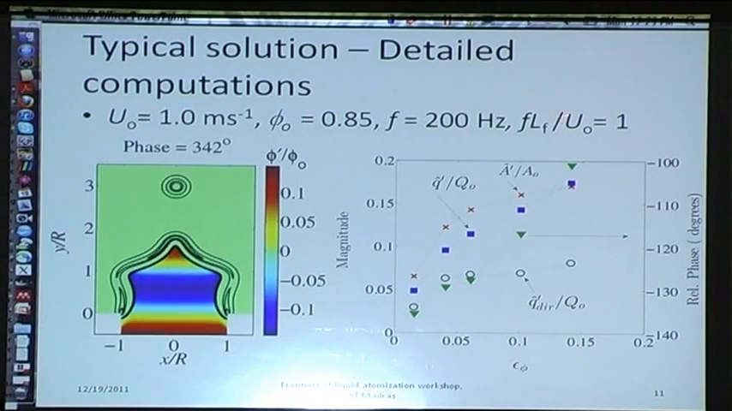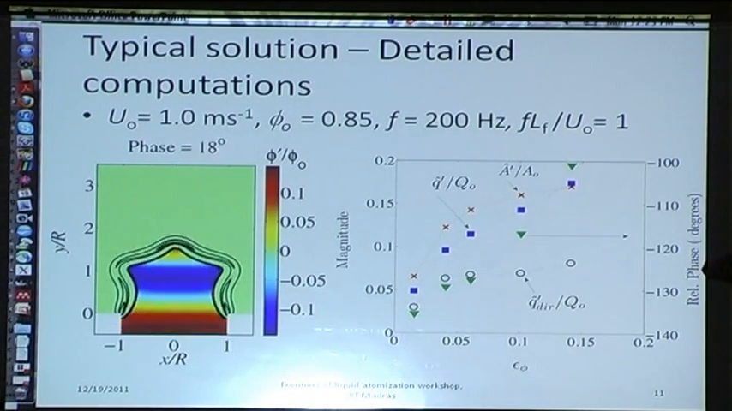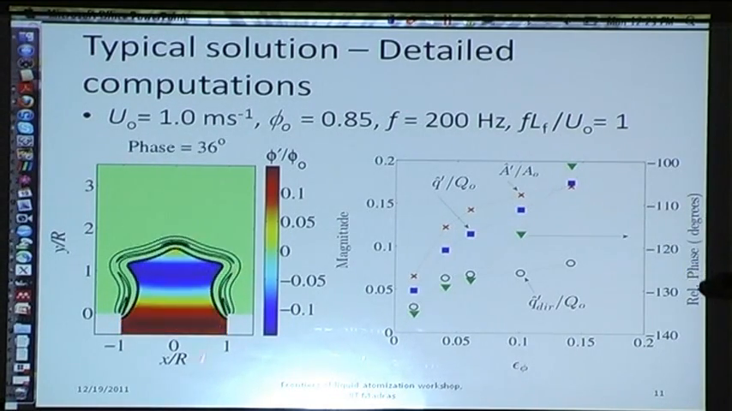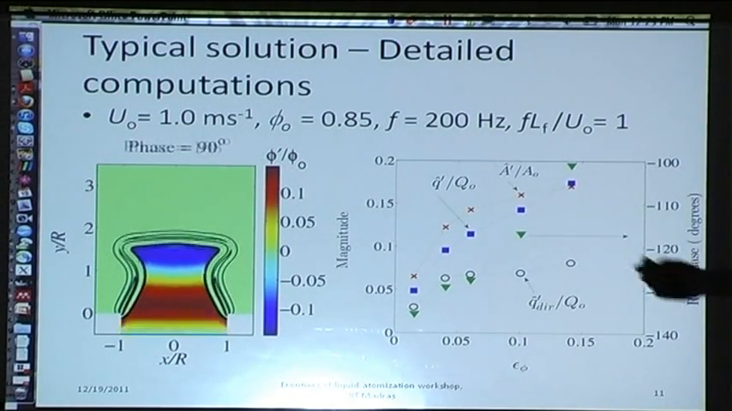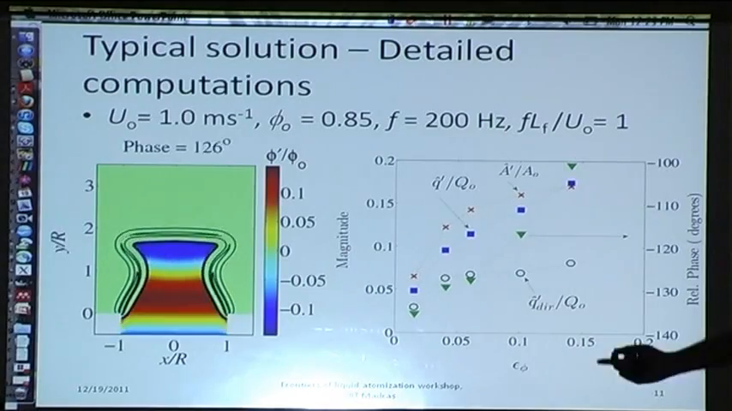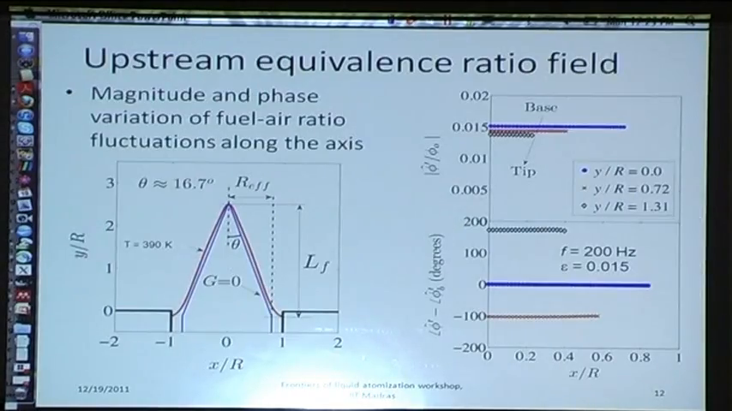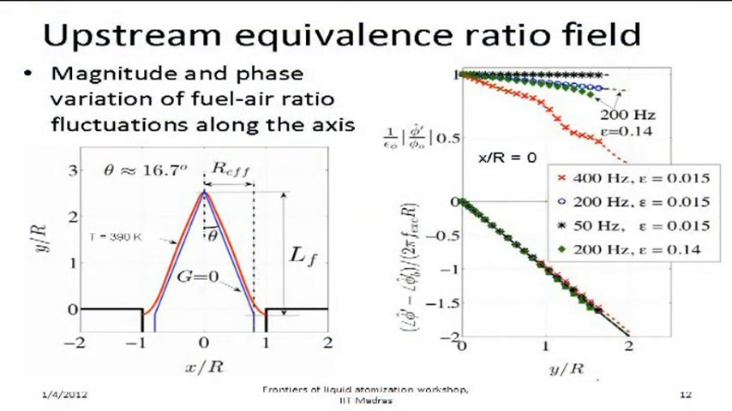And for this particular forcing amplitude, which is about 14%, I don't have this on this slide, but it was 14% of the mean equivalence ratio, you see that you even get these nonlinear topological change events with that thing breaking off at the tip.